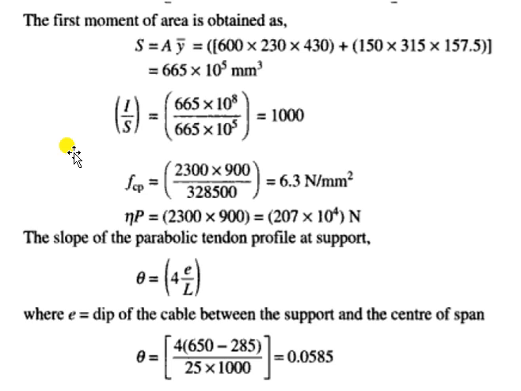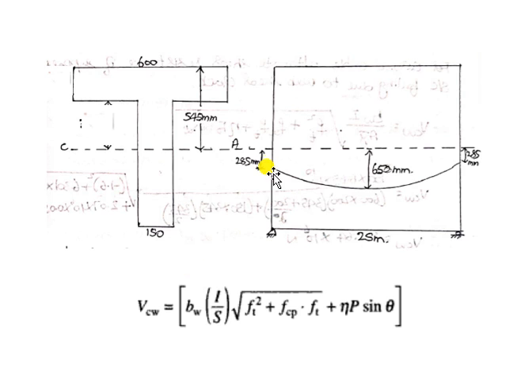So to calculate the slope, theta is equal to 4E by L, or alpha is equal to 4E by L. So E is the dip of a cable. So here we have two eccentricities. So in this condition, to calculate the effective eccentricity, we should consider the distance between the edges and the midpoint.